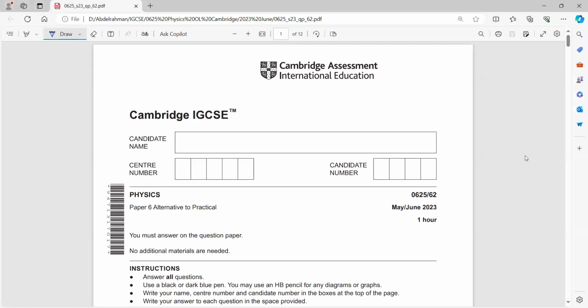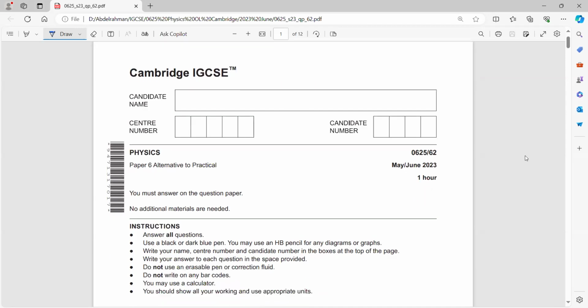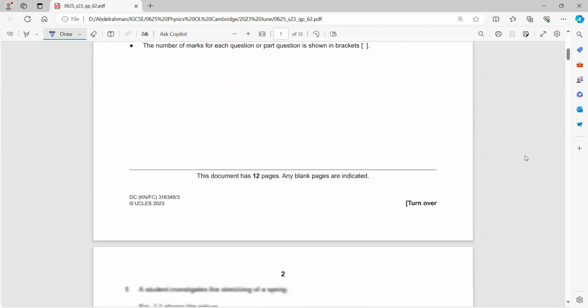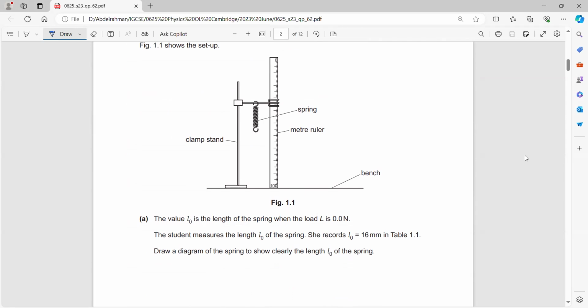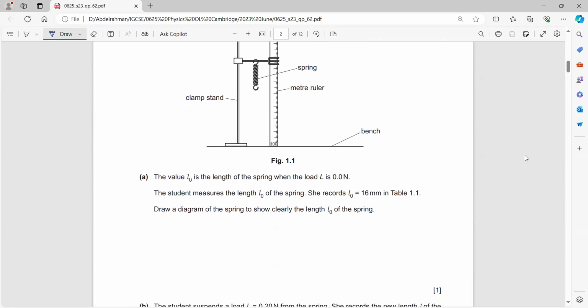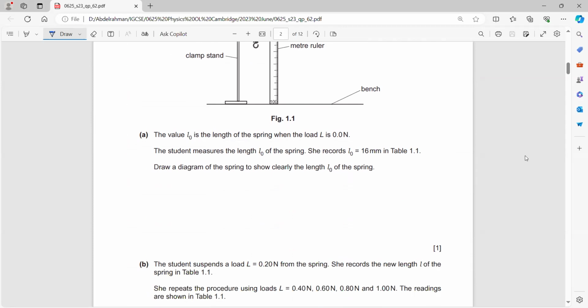Okay. May June 2023, paper 6, variant 2. Here I have a spring set up. The value L note is the length of the spring when the load is 0.0, no load added to the spring. The student measures the length of the spring. She records L note 16 millimeters in table 1.1.